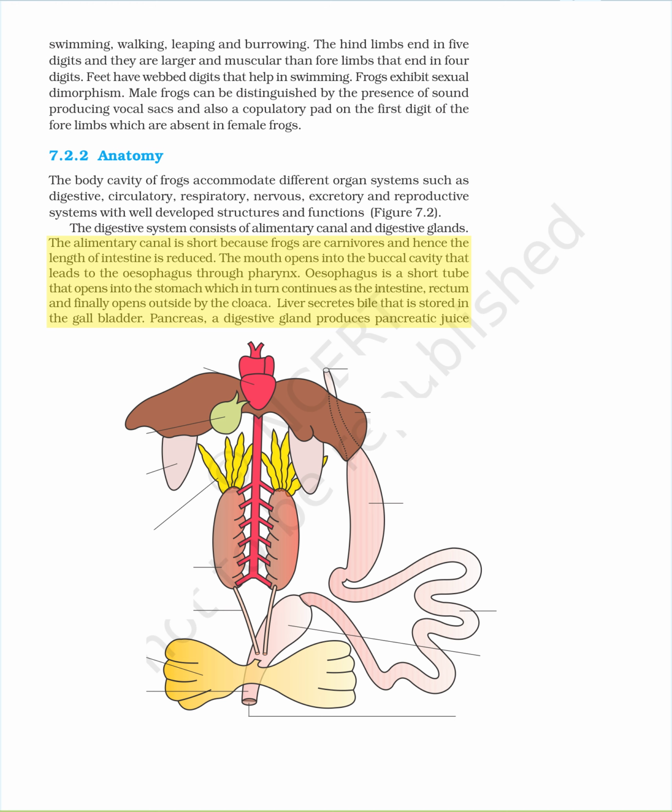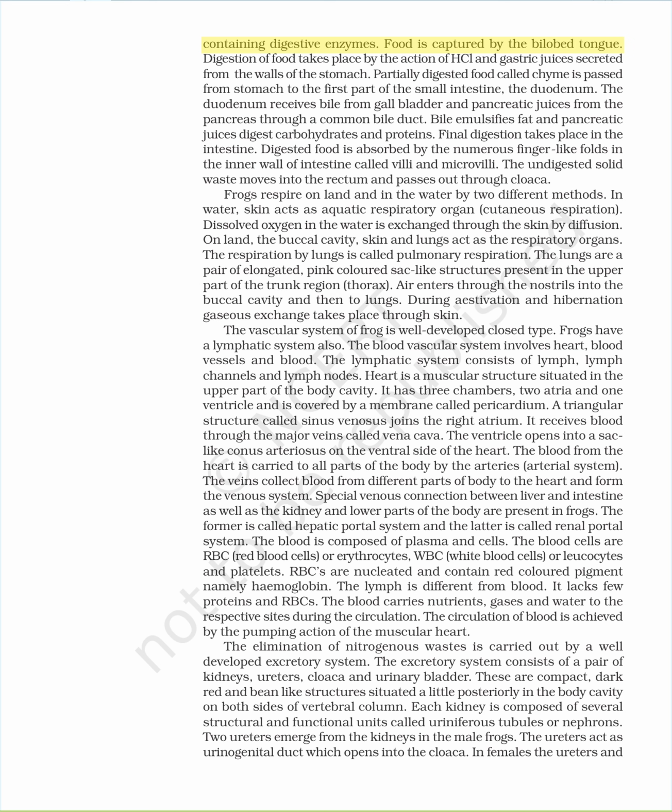The mouth opens into the buccal cavity that leads to the esophagus through the pharynx. The esophagus is a short tube that opens into the stomach, which in turn continues as the intestine, rectum and finally opens outside by the cloaca. The liver secretes bile that is stored in the gallbladder. The pancreas, a digestive gland, produces pancreatic juice containing digestive enzymes. Food is captured by the bilobed tongue.